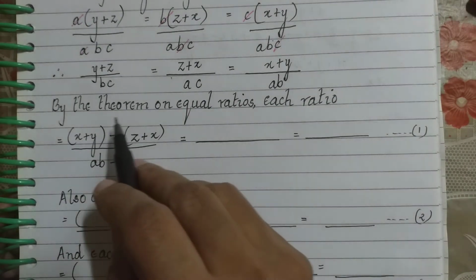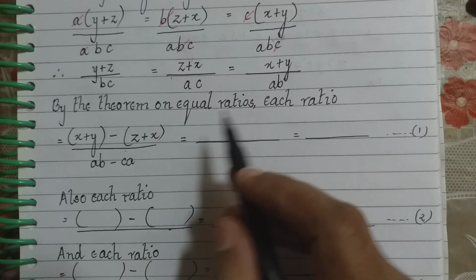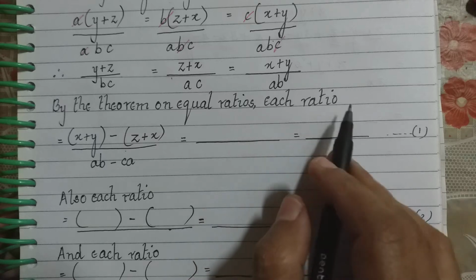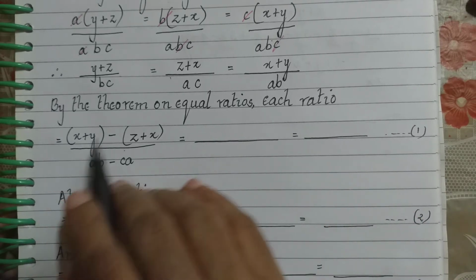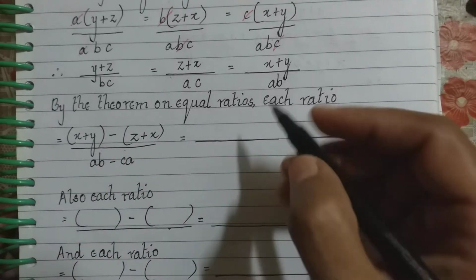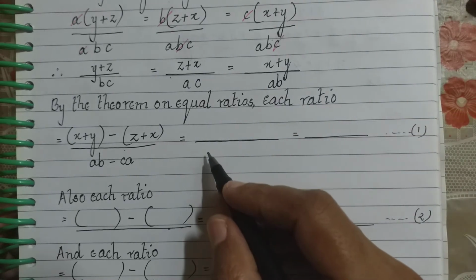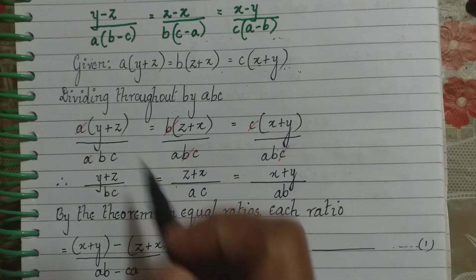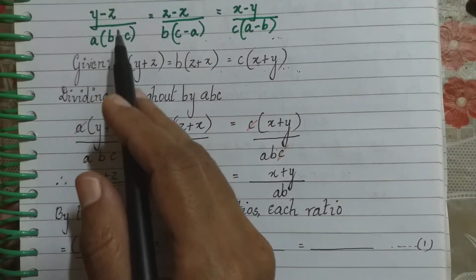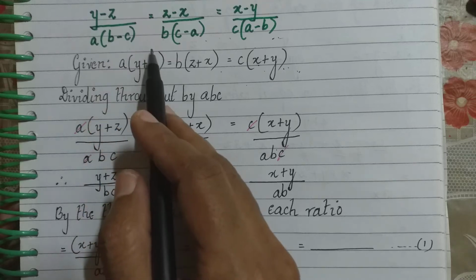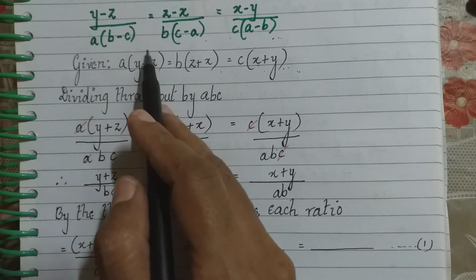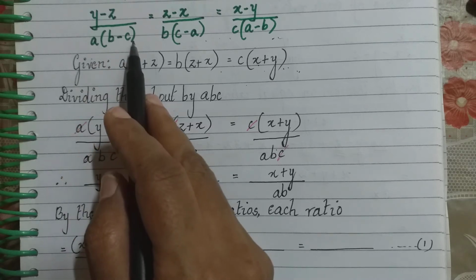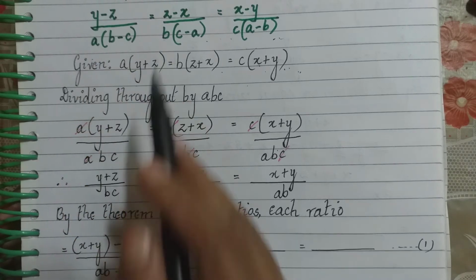Now we are going to use the theorem on equal ratios. By the theorem on equal ratios, each ratio is equal to, I told you we are supposed to write this each time we use the theorem on equal ratios. Now look at what we have to prove. I have to have here a(b - c). A bracket means we are multiplying, so I need a times b minus a times c, that is ab - ac.